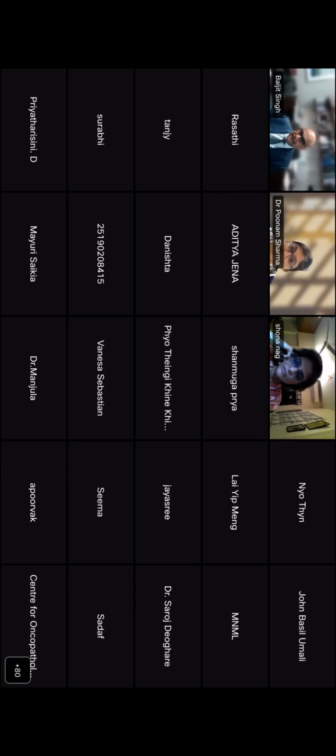Sir, we have the next question, again related to this only: how to identify false positive ER, PR, HER2 neu staining, and when to suspect false positive staining.